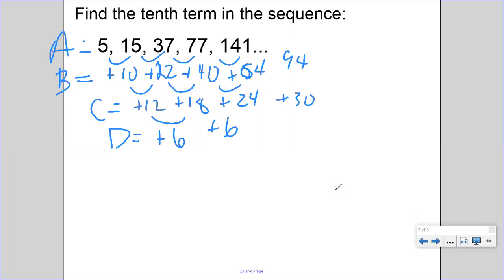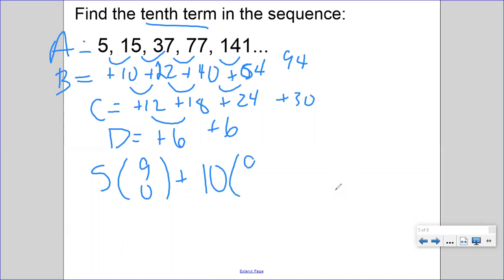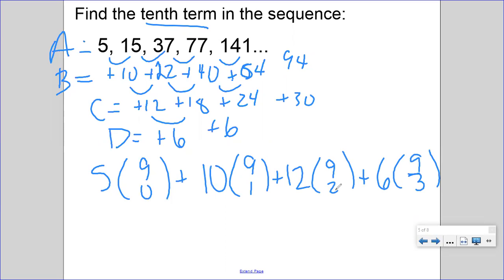Because we're finding the 10th term, it would be 5 times 9 choose 0 plus 10 times 9 choose 1 plus 12 times 9 choose 2 plus 6 times 9 choose 3. And so this is just 5. This is 90. 9 choose 2 is 36. 36 times 12, I don't know off the top of my head. Does anyone know 36 times 12? 144 times 3, right? 432, thank you.